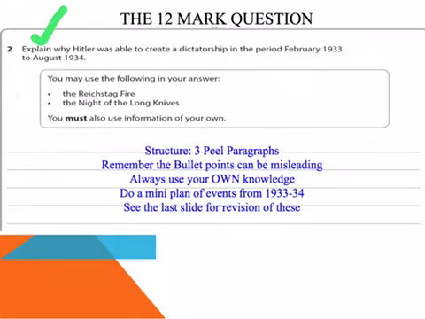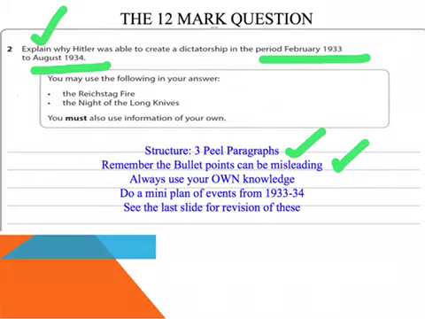In this question, they're asking you to explain why Hitler was able to create a dictatorship in the period February 1933 to August 1934. It's helpful if you underline or highlight the keywords, as this keeps you on the focus of the question. The structure you're looking for is 3 PEEL paragraphs. They always give you 2 bullet points to help you, but remember, sometimes the bullet points can be misleading and you have to include information of your own.